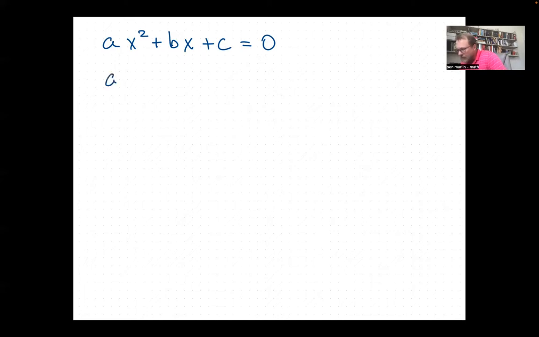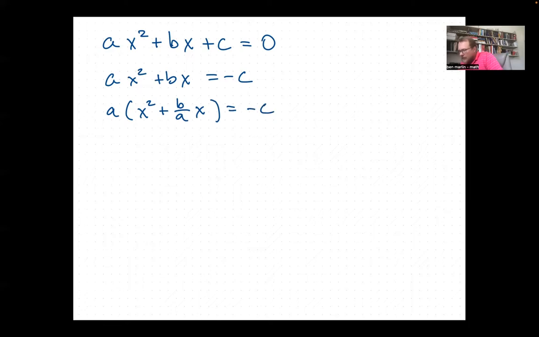We'll say ax squared plus bx equals minus c by subtracting. Then we'll say a times x squared plus b over a times x is equal to still the minus c. Now, it's probably convenient at this point. No, never mind. I was gonna do something here, but let's go ahead and follow along. This here may be a little bit perplexing to you. We need to take b over a and divide it by 2. So that means b over 2a.